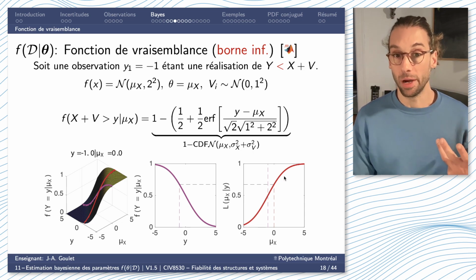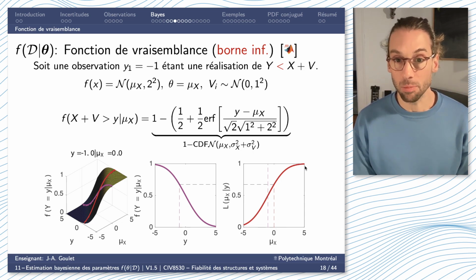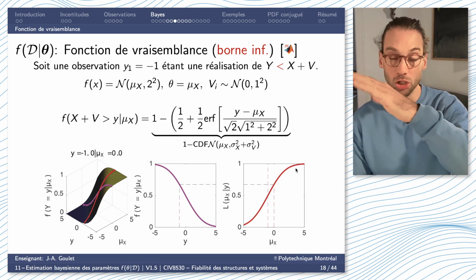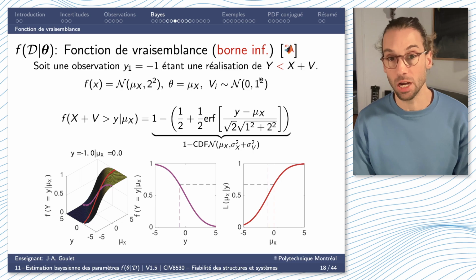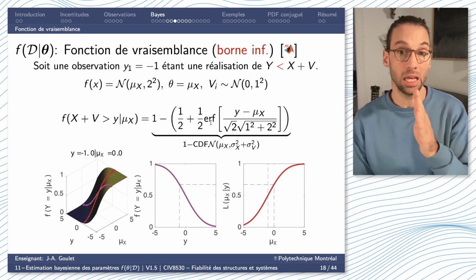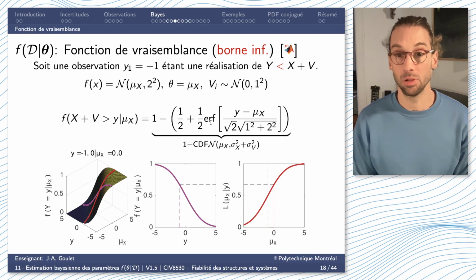So if y equal -1, you see that it's much more likely to have values of mu x that are above -1, and much less likely to have values of mu x that are lesser than that. In this case, that likelihood is not sharp, because I have observation error. If I reduced this to 0, that would look like a sharp Dirac function centered around my observation, which would completely exclude the possible values below.